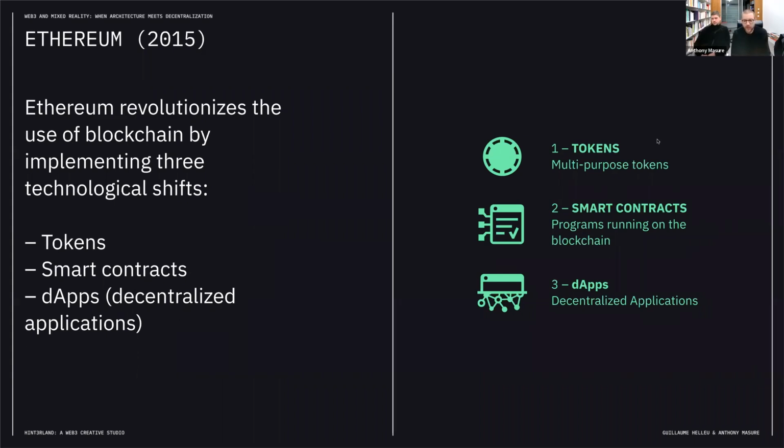Everyone knows mobile apps, for example, Uber or Airbnb. It's the same thing, but on the blockchain. So thanks to the blockchain, you can avoid data scraping. Guillaume said some words about this problem. With dApps, the users are in control of their data and of the way the information is exchanged on the network.